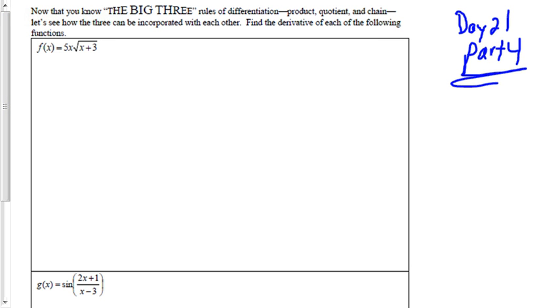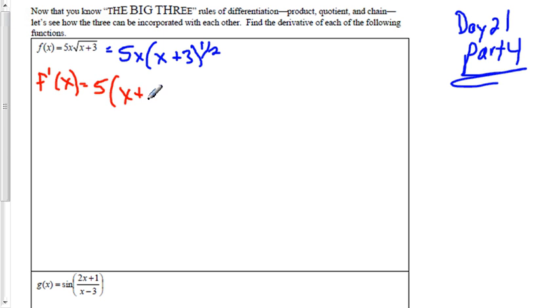All right, so let's first rewrite f of x. Okay, so I have this 5x times (x plus 3) all to the 1 half. Now I'm going to use the product rule, and then within the product rule, I'm going to have to use the chain rule. So what does the product rule tell me? It's going to be the derivative of the first, which is 5, times the second. So 5 times (x plus 3) to the 1 half.